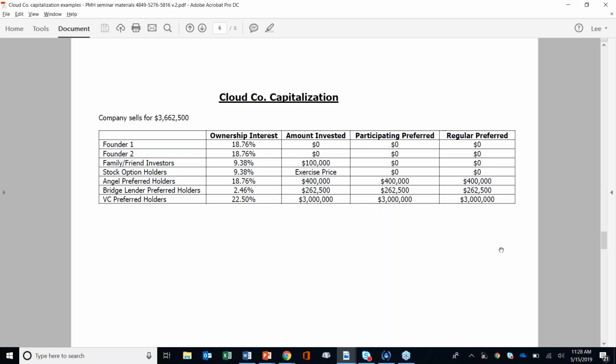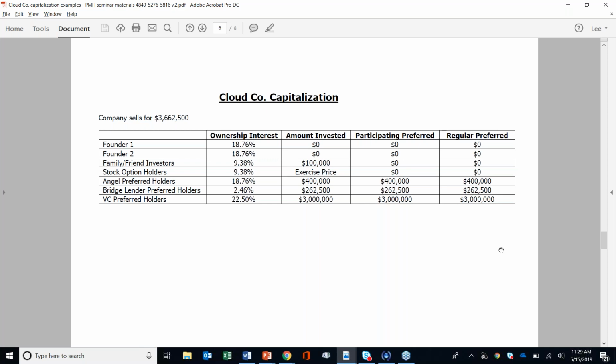So in this scenario, it's showing you the results if you're a participating preferred holder and a regular preferred holder, with a regular preferred holder, again, being you opt between getting your money back or being treated as a common stockholder. Here in this scenario, because the sale price is exactly what was raised from the preferred equity holders, and that includes the bridge lender who converted into preferred, you can see that basically they get all their money back and nobody else gets anything.